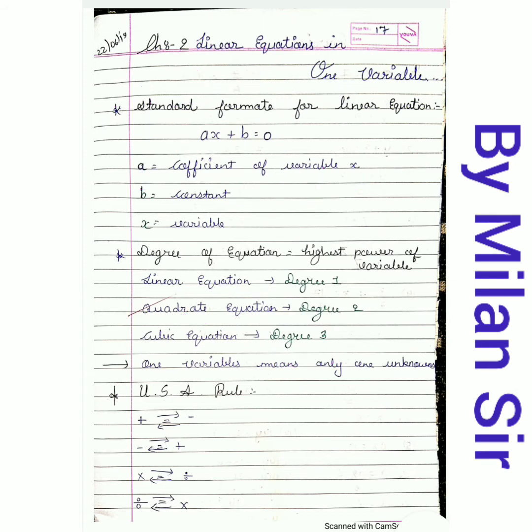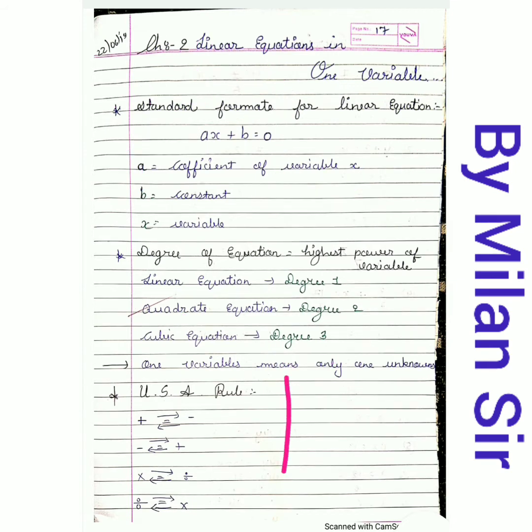One variable means only one unknown, that we already discussed. Then some rules are there. I give a name to it, USA rules.